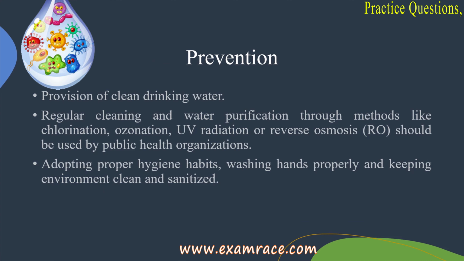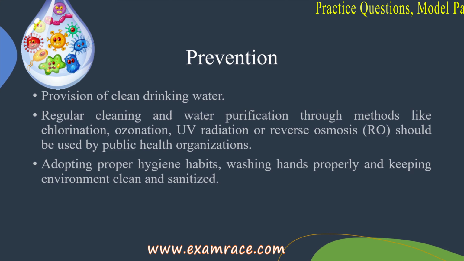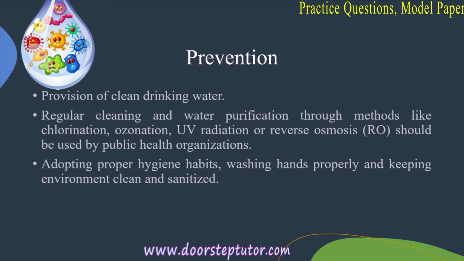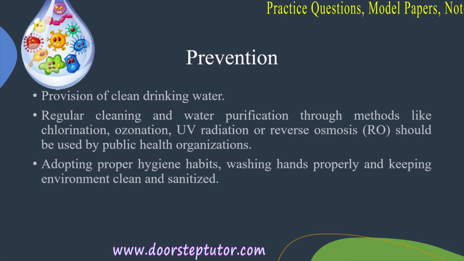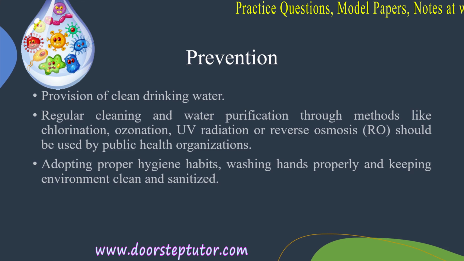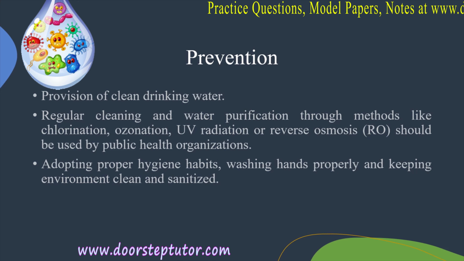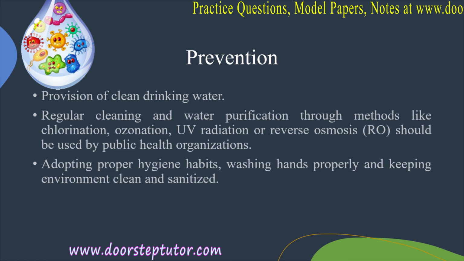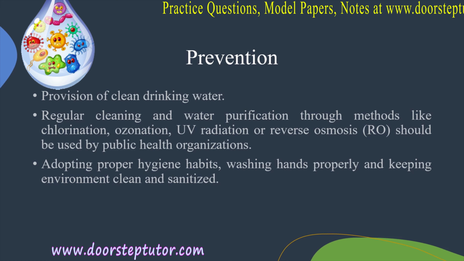The prevention of waterborne diseases can first and foremost be done by the provision of clean drinking water. So that is the boundary where we can stop its further spread. And clean drinking water can be provided by the public health organizations by proper purification methods like chlorination or ozonation or even UV radiation and reverse osmosis.